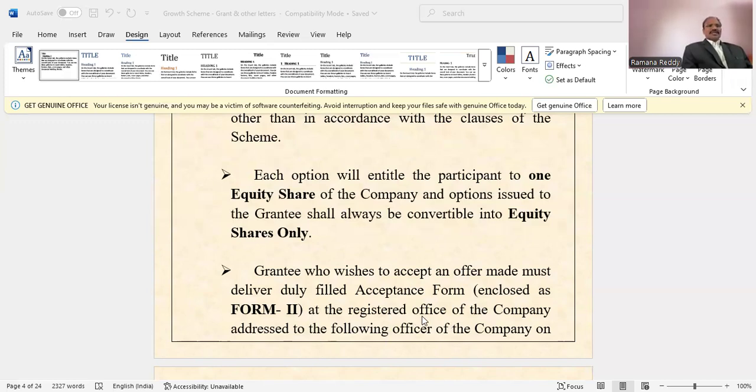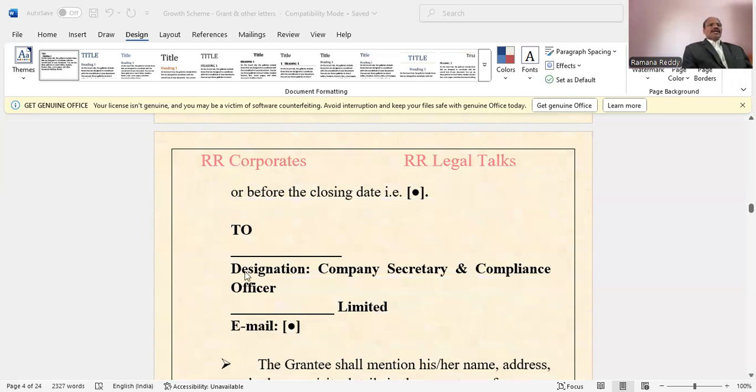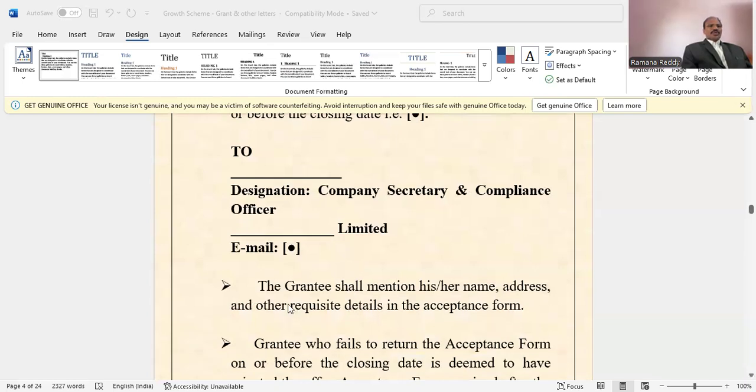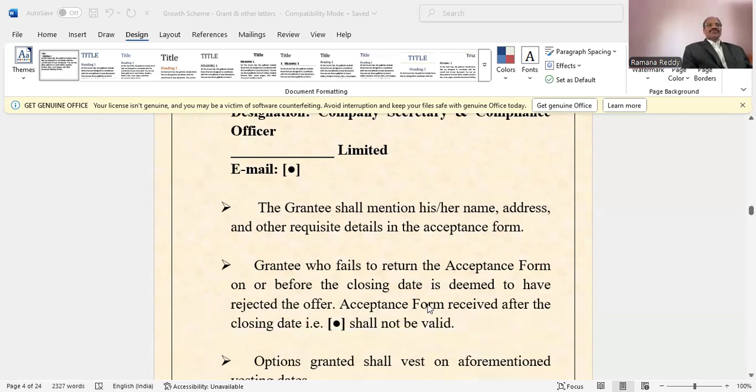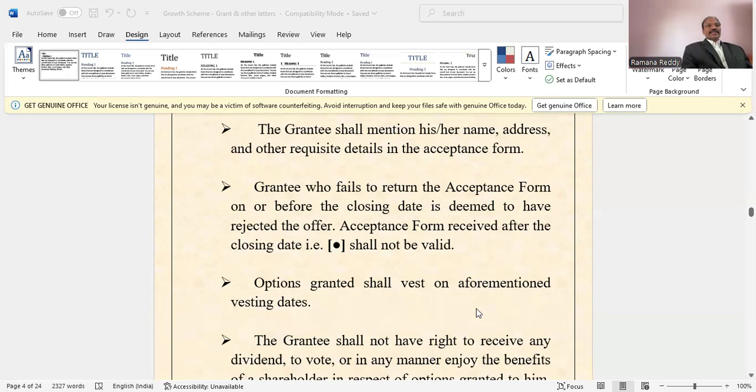Submit at the registered office of the company, addressed to the following officer of the company. Here the address to whom it has to be submitted will be mentioned: either the company secretary, compliance officer, or nomination committee chairman, the company, and the email ID. The grantee shall mention his or her name, address, and other requisite details in the acceptance form. A grantee who fails to return the acceptance form on or before the closing date is deemed to have rejected. An acceptance form received after the closing date shall not be valid. Options granted shall vest on the aforementioned vesting dates.